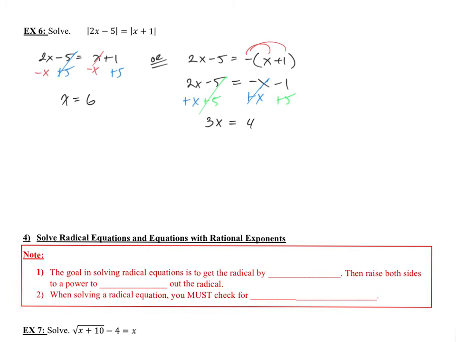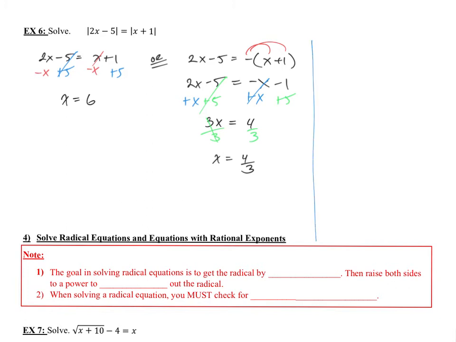And lastly, dividing both sides by 3, we have x equals 4 over 3. Now we need to go ahead and make sure that both of these work. Okay? So, checking both of them. I'm going to go ahead and just do the checking on the side.